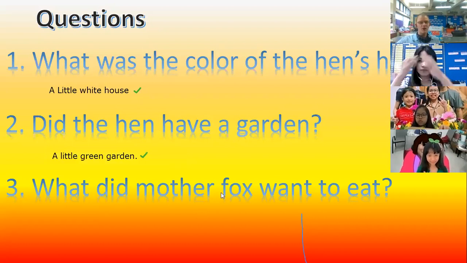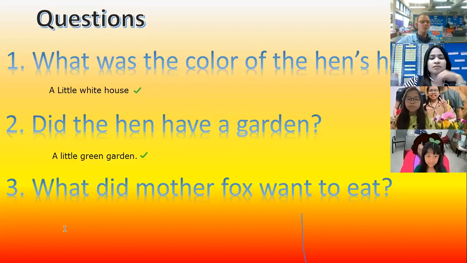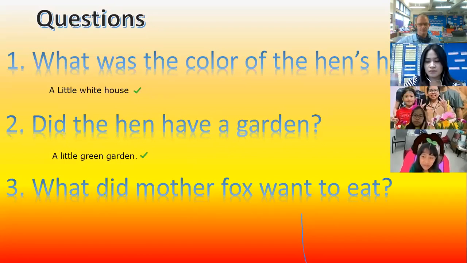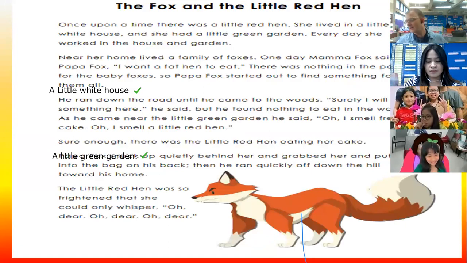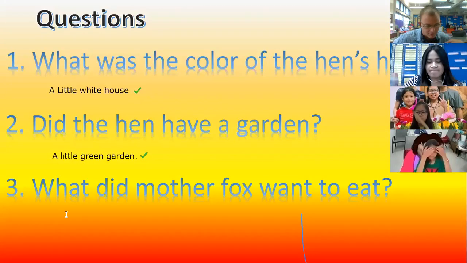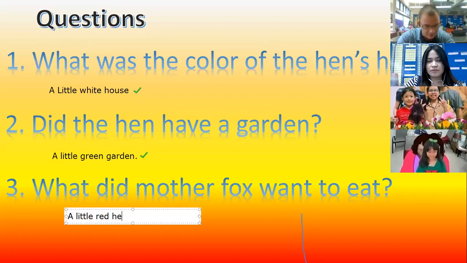The next question we have over here: what did Mother Fox want to eat? A red hen. Are you sure? No. Eat the baby fox. The mother wants to eat the baby fox. Very, very sure. What did Jen say again? She wants to eat the little red hen. The little red hen. I'm not so sure. I'm very, very sure. Little red hen. Let's see.